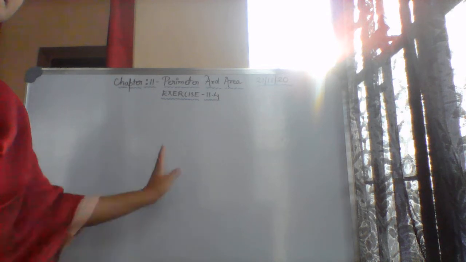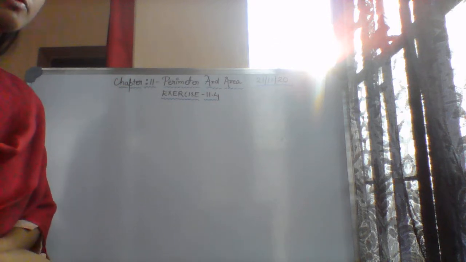Yes, we have learned about perimeter and area. Perimeter and area of which figure you have learned? Which geometrical figure, perimeter and area you have learned? Yes, we have learned first of all about square and rectangle. What is the perimeter of square and rectangle? What is the area of square and rectangle?